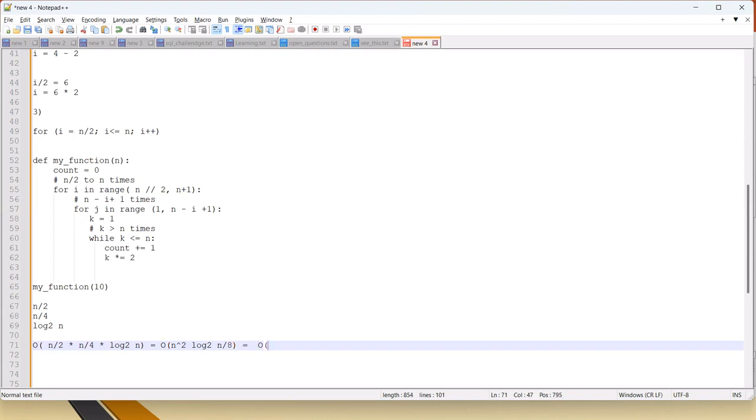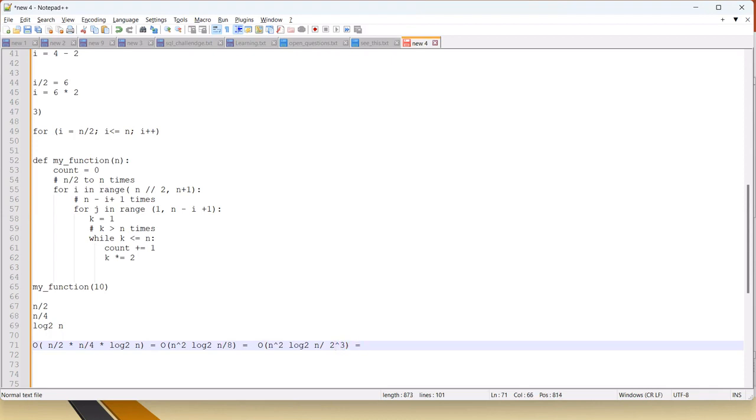Now let's simplify further. Usually how we write the complexity is in the form of order, right? It's the same, but 8 we can put as 2 cube, correct? 2 cube.